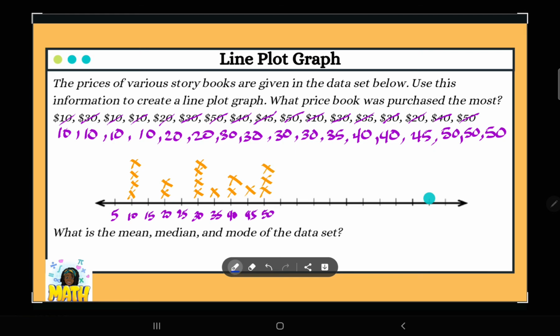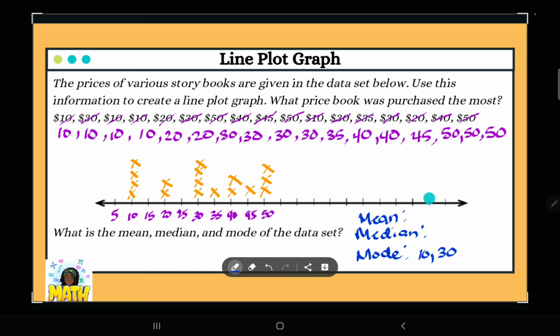So let's now calculate our mean, our median, and our mode. The mode is the one that's easiest to identify based on the dot plot. Let's see. We have 1, 2, 3, 4, and then 1, 2, 3, 4 on 10. So 10 and 30 would be the mode.